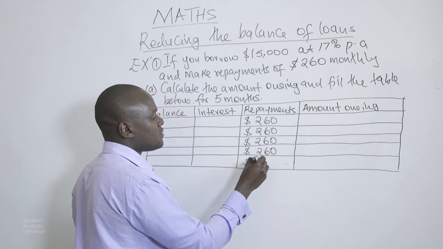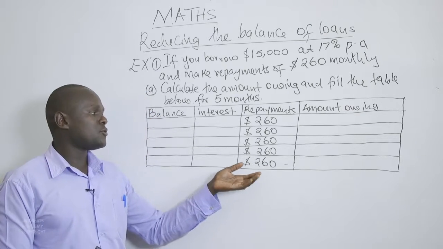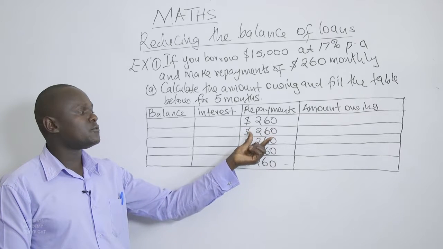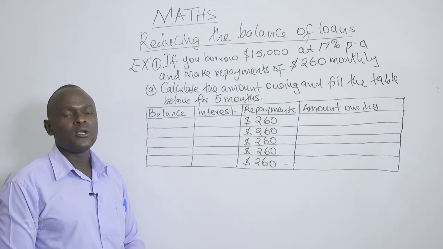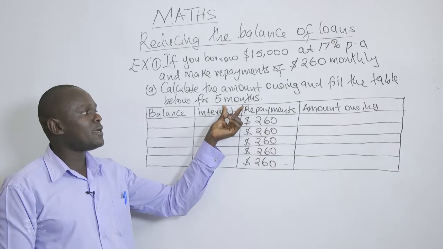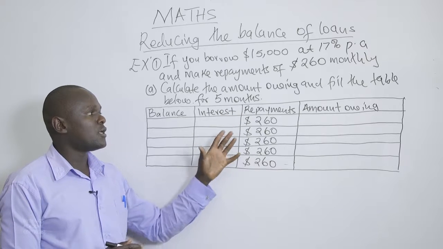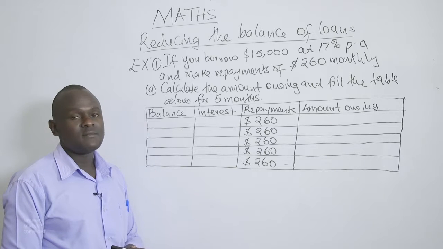For all the months, we know if the person who borrowed the loan makes a repayment of 260, the loan term will be a bit longer than 5 months. But the instructions that we have from the question is for us to create a table for only 5 months.